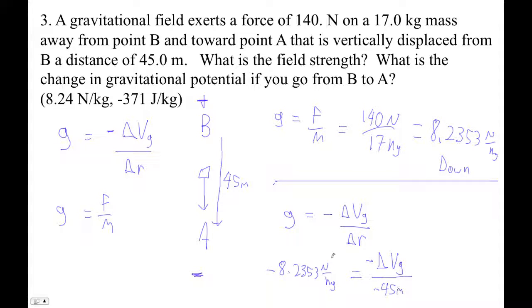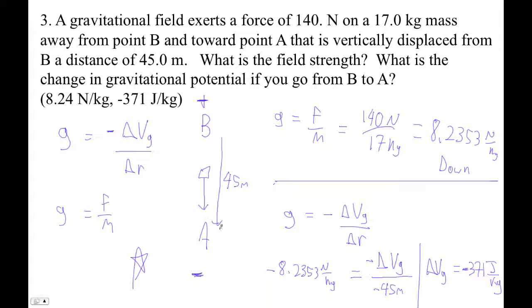All right. So now I've got that. I'm going to multiply by 45. And now I've got the answer of 370.588. And that's the opposite of the change in potential. So the change in potential is negative 370.588, which is negative 371, and that is joules per kilogram. All right, good enough.